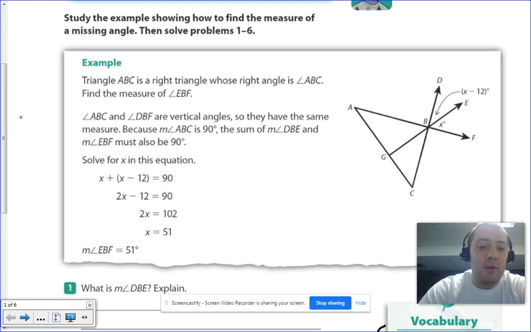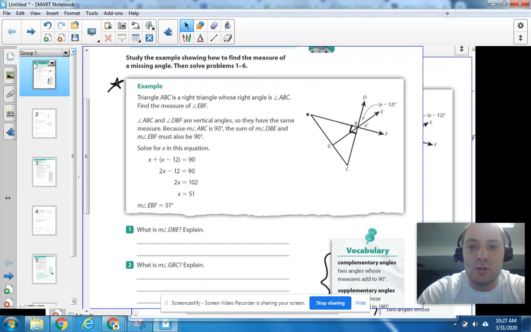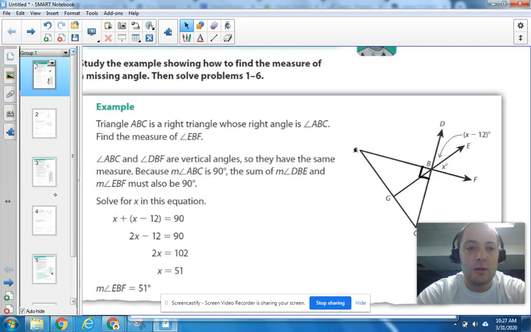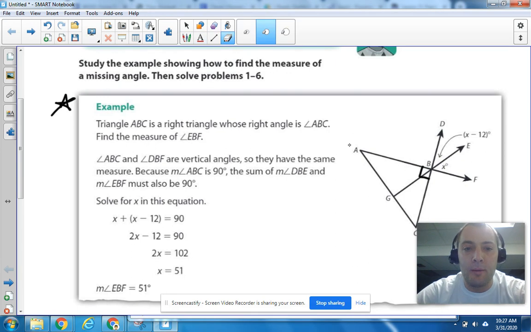So numbers 1 through 3 all have to do with this example at the top. It says triangle ABC is a right triangle whose right angle is angle ABC. So that means this is a right angle. That's what it says right there. ABC would go from A to B to C. So that's that triangle. Here, what I'm going to do is put it like this. Get rid of that. All right.